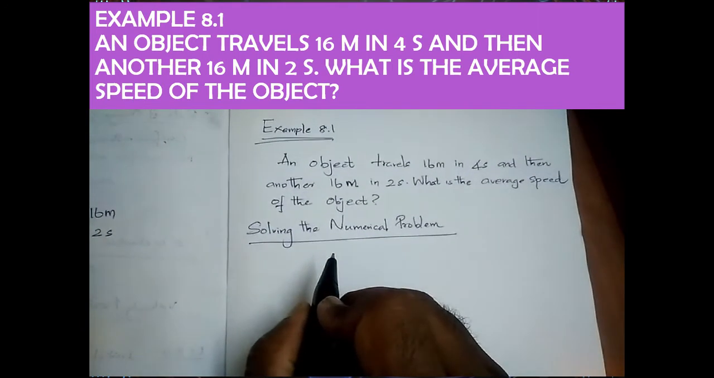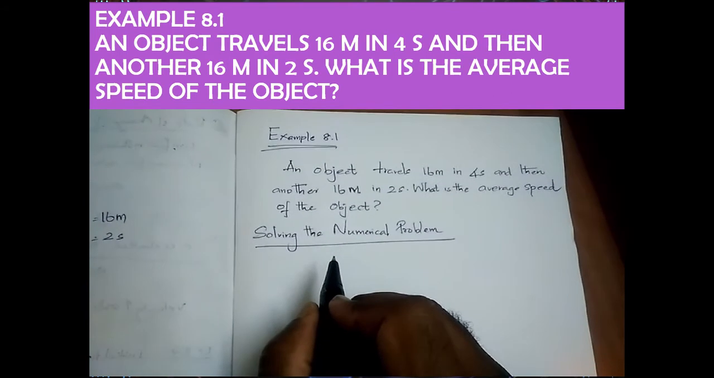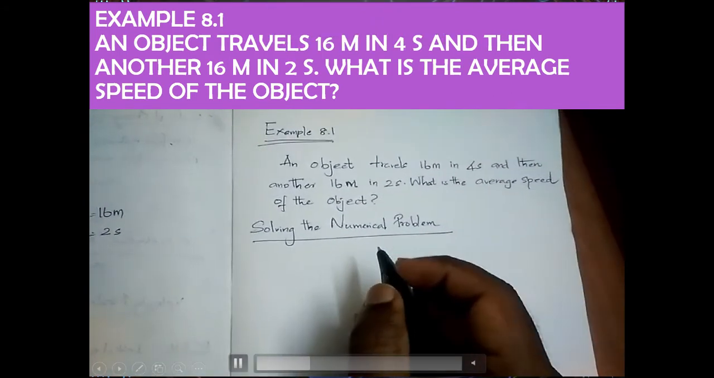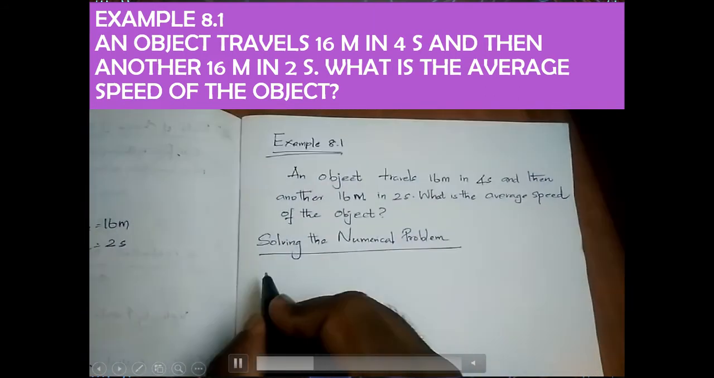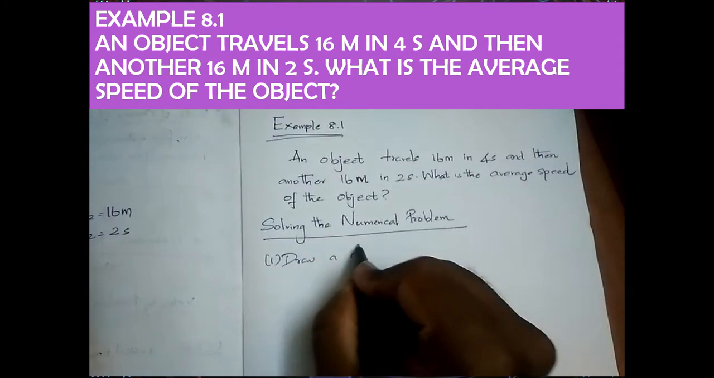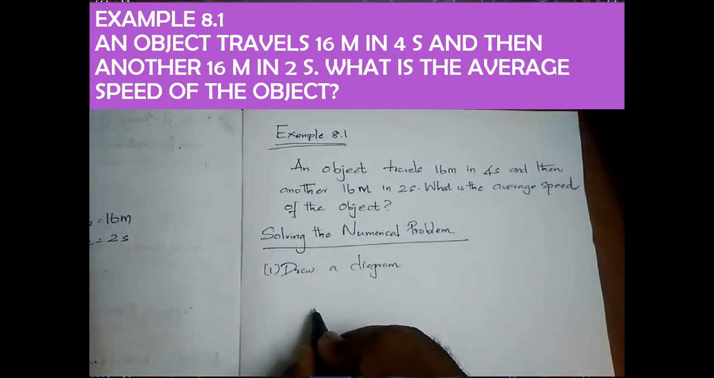An object travels 16 meters in 4 seconds and then another 16 meters in 2 seconds. What is the average speed of the object? We have learned what is speed and average speed. Now, first of all, I'm going to draw a diagram.